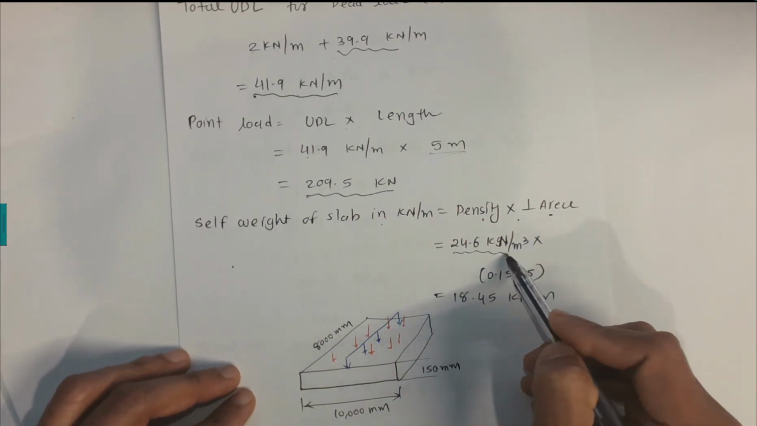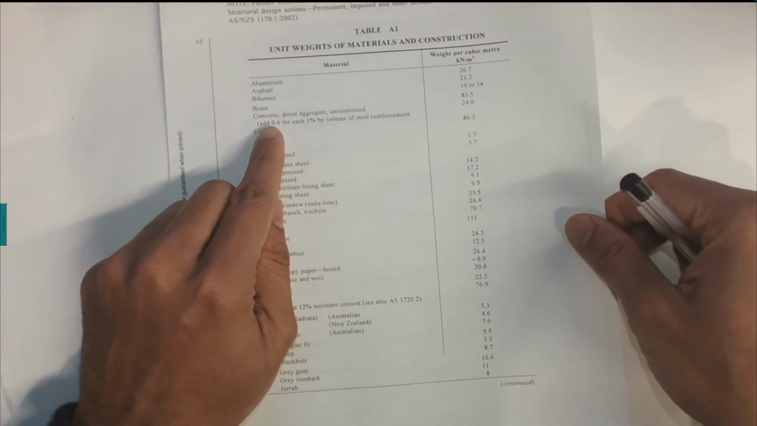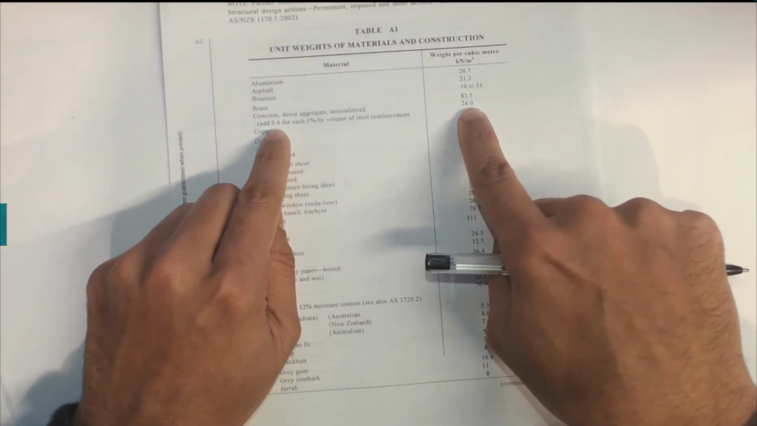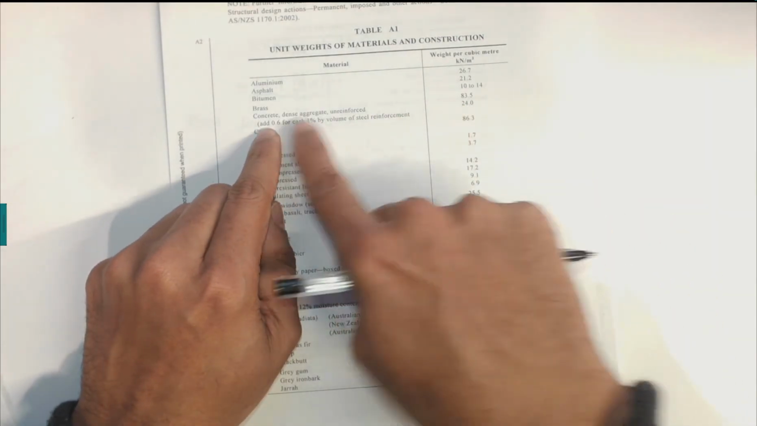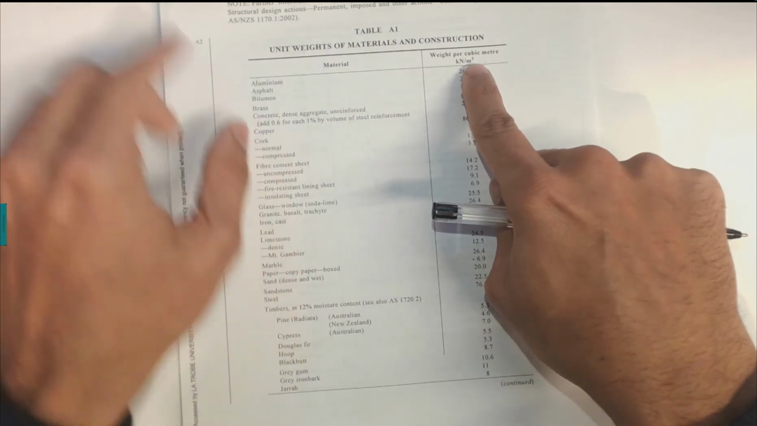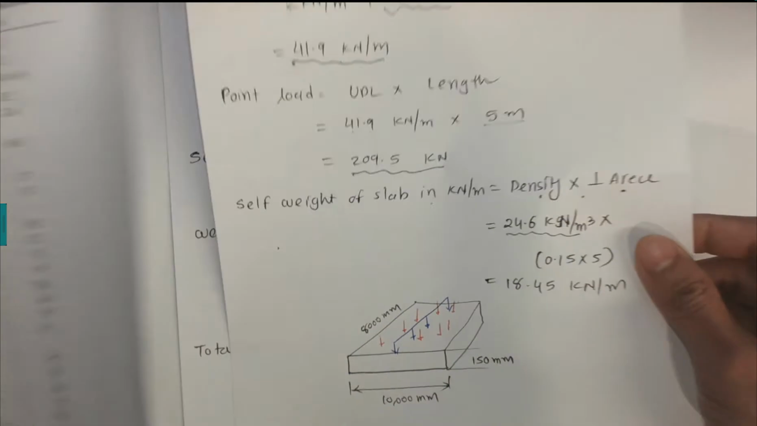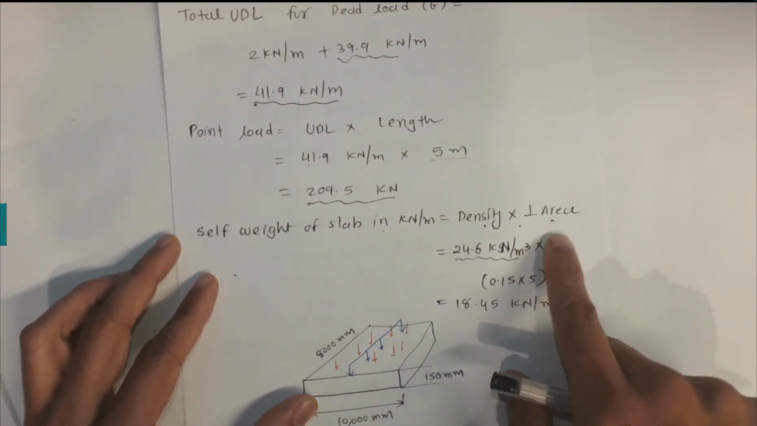Density is 24.6 kilonewton per meter cube, that I can show it here. Density of the concrete with the reinforced concrete slab is 24, and we need to add 0.6 into it because it's a reinforcement. Without reinforcement it is 24, but with the reinforcement it is 0.6, that is 24.6 kilonewton per meter cube times the perpendicular area.